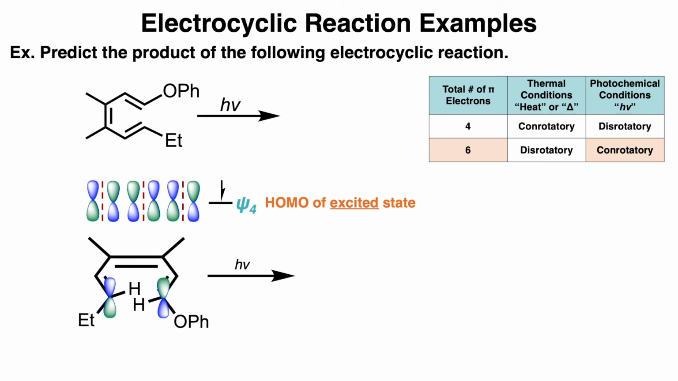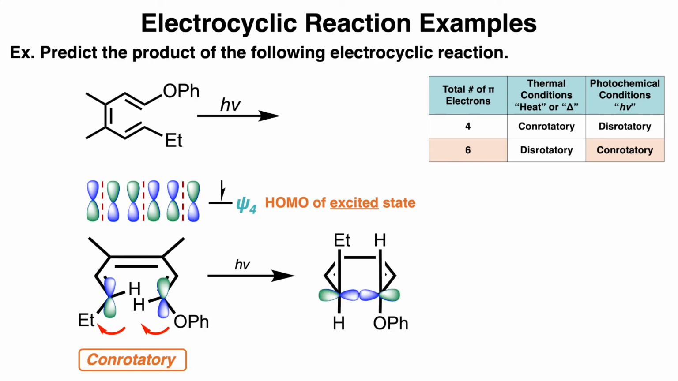So in order for the same colored lobes to overlap, they must rotate in a clockwise direction, which means it's conrotatory. Since both alkenes in the substrate are E-alkenes, this means that the O-phenyl and the ethyl substituents will be trans to one another in the product.